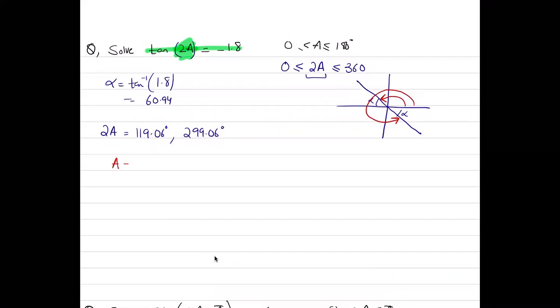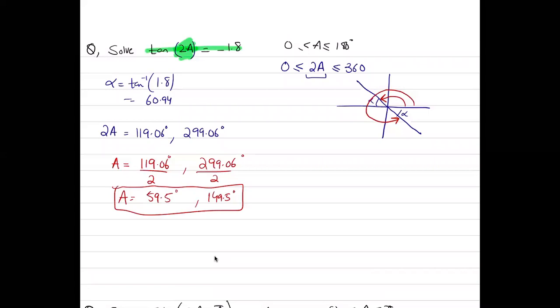So if 2a was equal to this, what will a be equal to? a will be equal to 119.06 divided by 2 and 299.06 divided by 2. So the angle a comes out to be 59.53. In one decimal place, it's going to be 59.5, and 149.53.